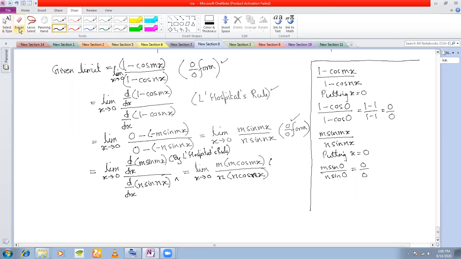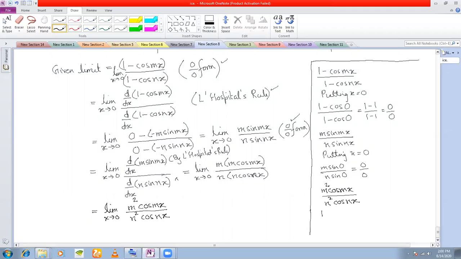So this is what you get. And now we'll again check whether this is a determinate form or not. Your limit x tends to 0 m square cos mx divided by n square cos nx. Now let's check m square cos mx, n square cos nx.